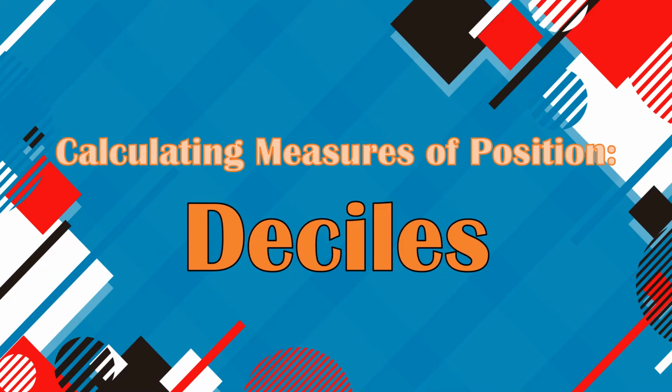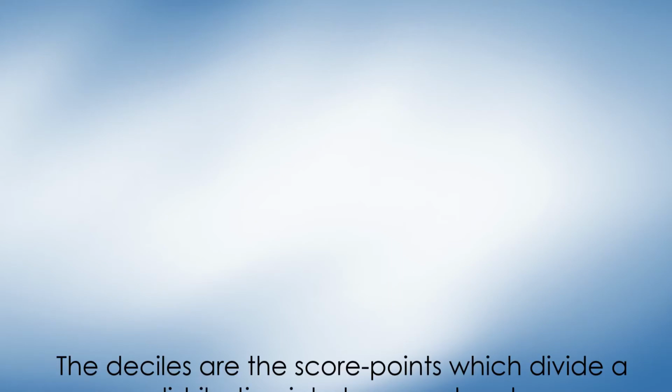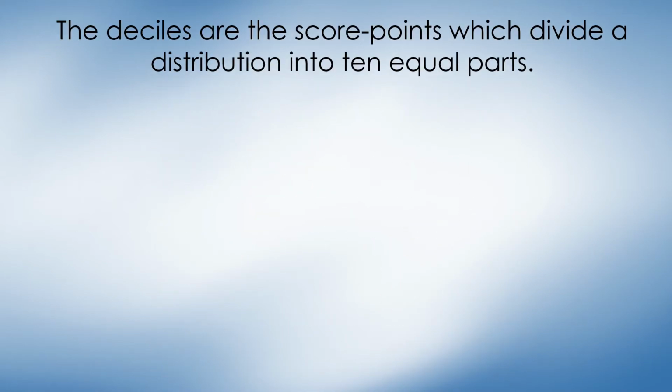Hi students! Today, we will learn to calculate measures of position for deciles of ungrouped data. First, let us recall what a decile is. The deciles are the score points which divide a distribution into 10 equal parts.